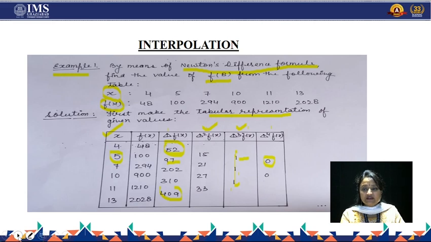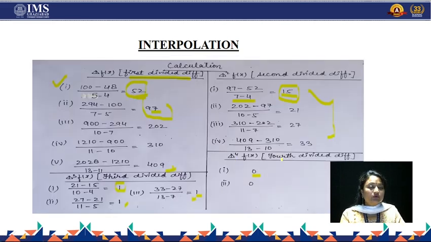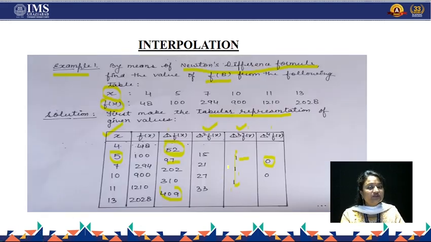Last but not least, the fourth divided difference table. I will get 1 minus 1. Because both are the same value, we will get 0. So we must stop over here. That means we find only the first three Newton's divided difference columns.